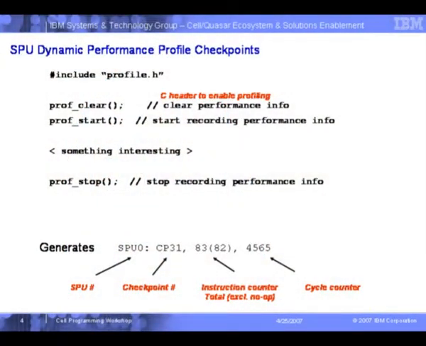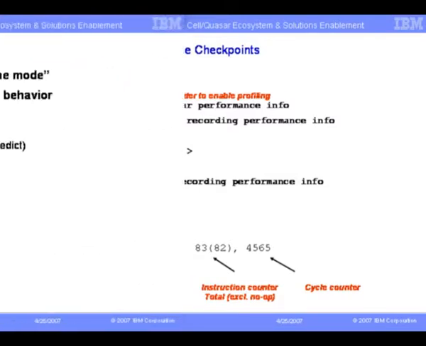This is the output that it will generate on the simulator. Depending upon the number of the SPU used, it will print the SPU number over here, and then it will say CP31, that's a checkpoint. And then it will tell you the instruction counter, total number of instructions, including the no-ops and the outer braces, and then in the braces excluding no-ops, and then the total number of cycles used. So for these many instructions, the total number of cycles used were these many.